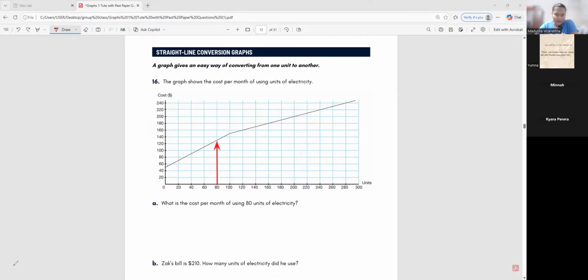They haven't given any equation, so we can't find the exact value. It is coming to the middle of 120 and 140. 120 and 140, it is like $130.